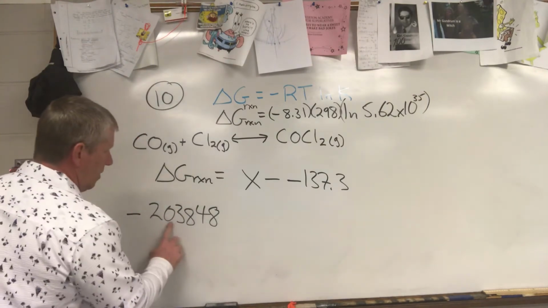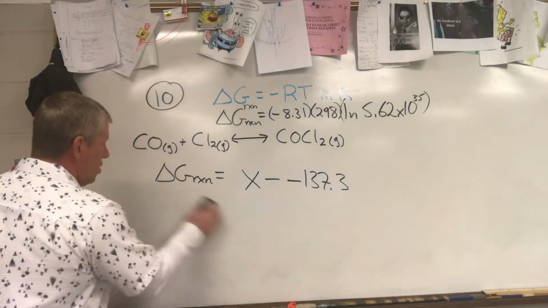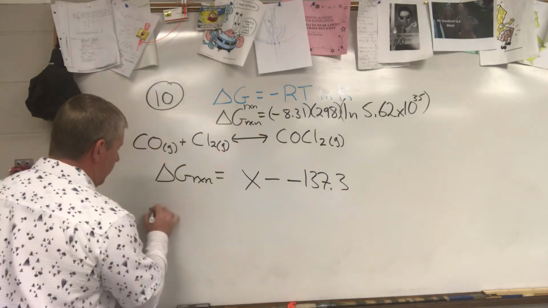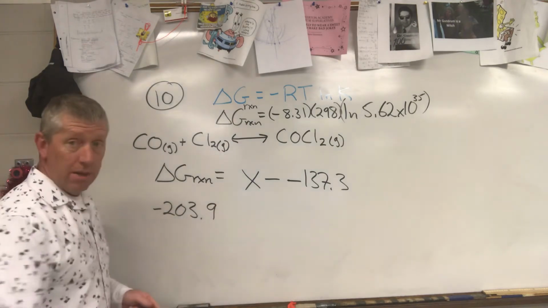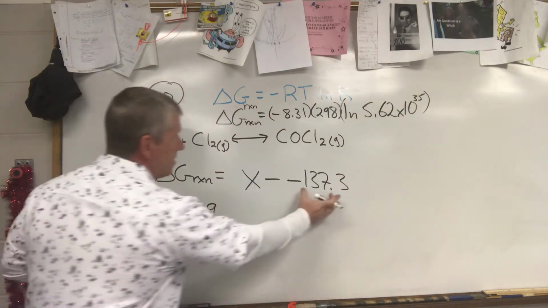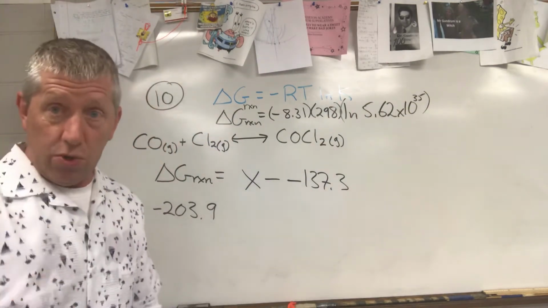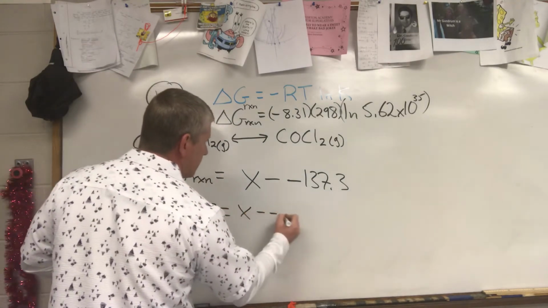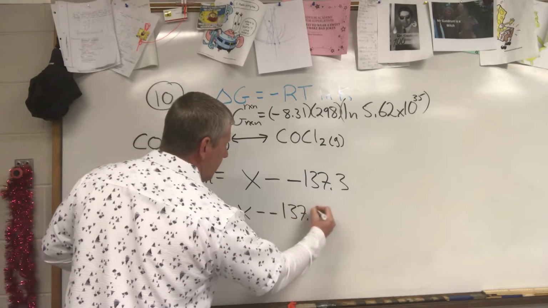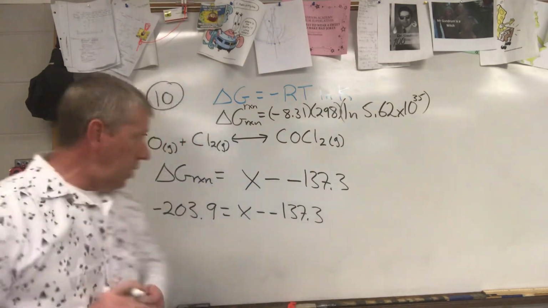So 203.8, well, I'm going to round it up. Negative 203.9, and that's in kilojoules per mole. This is given in kilojoules per mole. Yeah, it's there. Go ahead, check it. Kilojoules per mole. So now I'm ready to go ahead and solve for X, which will now be the heat of formation of the phosgene. So go ahead and do that.